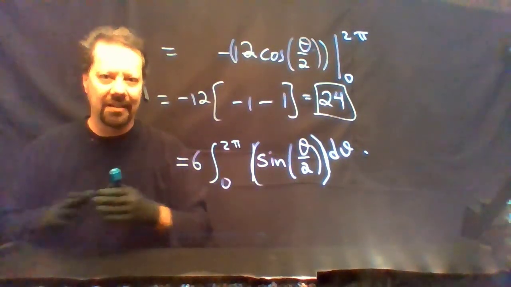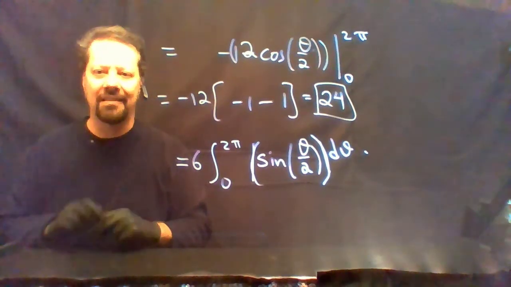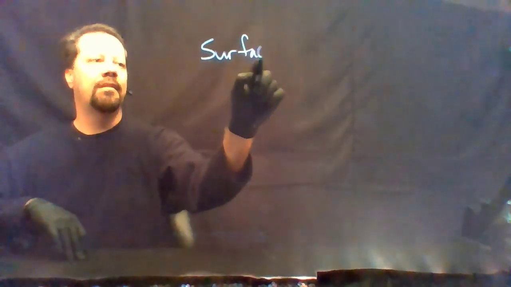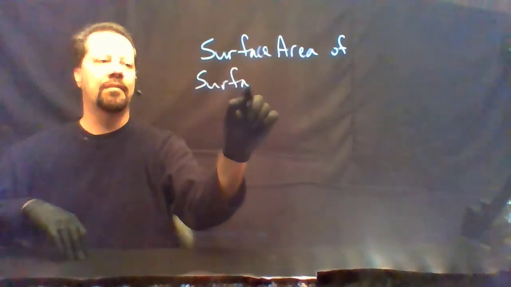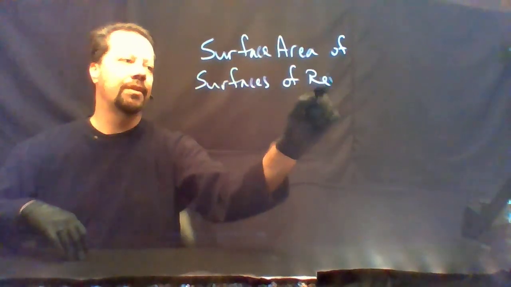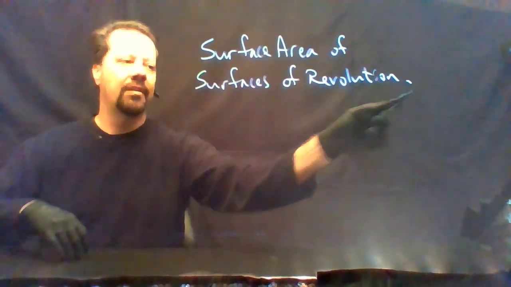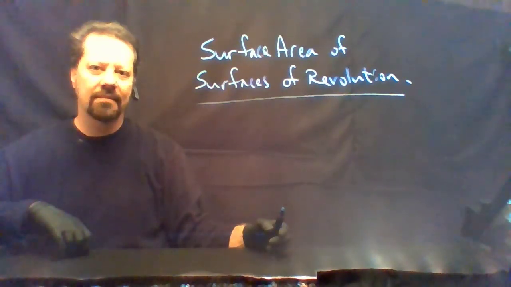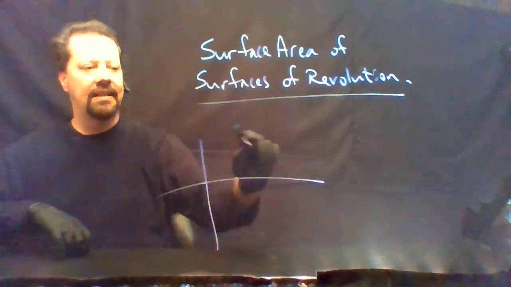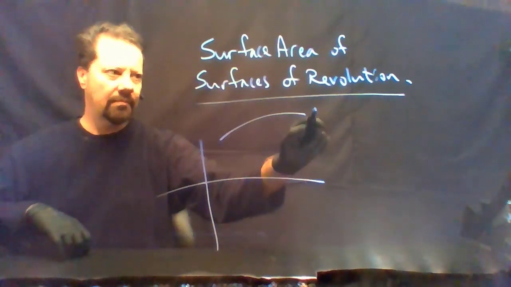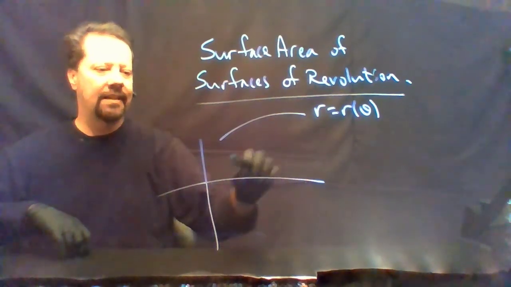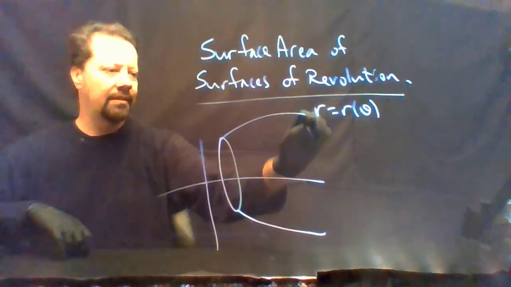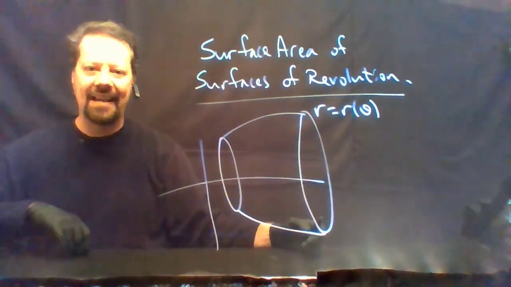The units of this answer are in linear units because we found the arc length of the cardioid. I want to derive a formula for surface area of surfaces of revolution using polar coordinates. And the idea is something like, suppose we have some curve given as a function of theta, r equals a function of theta, and we revolve this about the x-axis, generating some ham-shaped object.